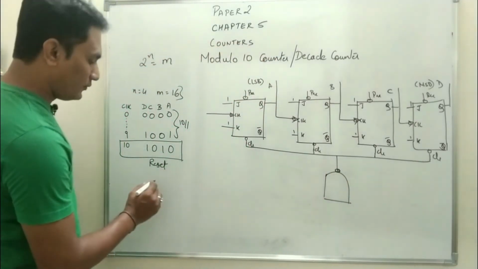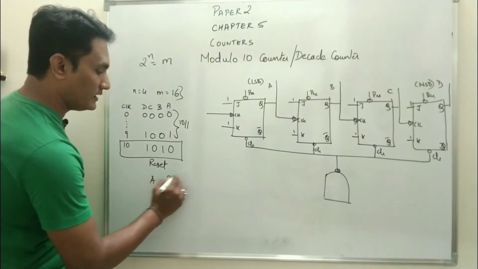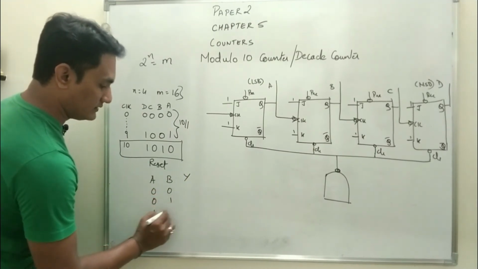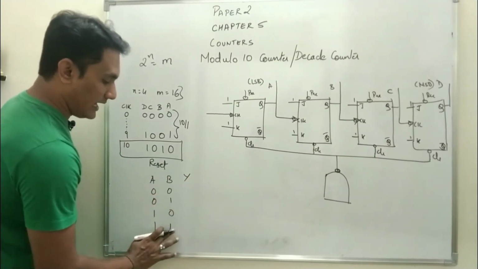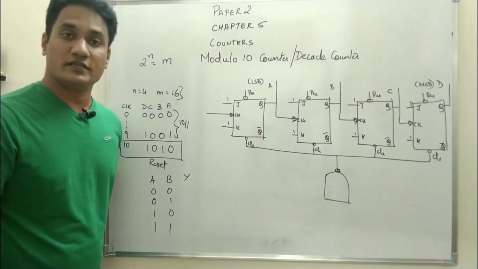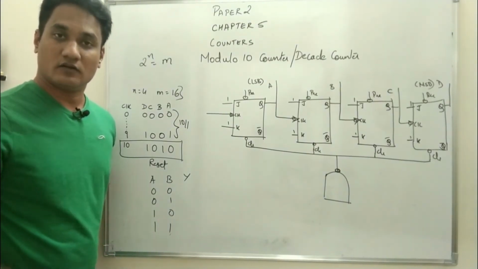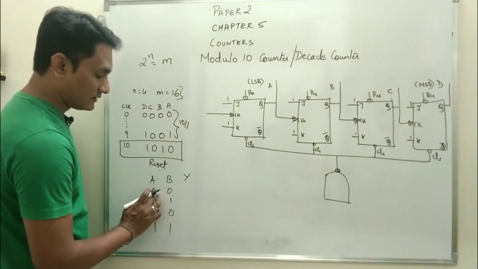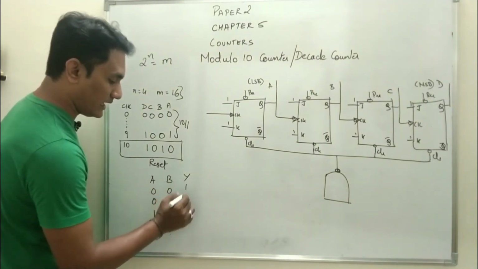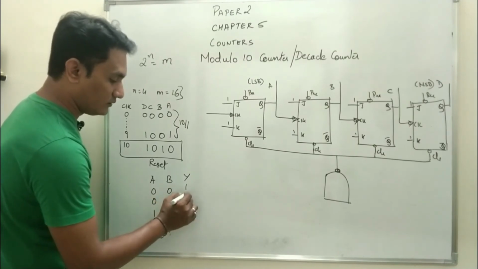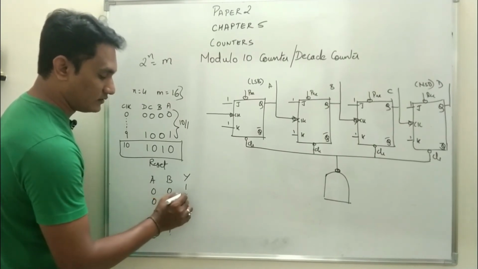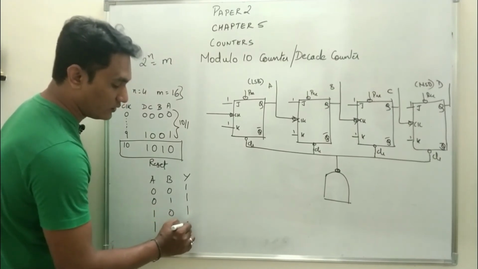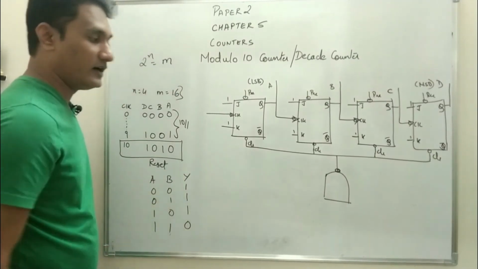And what is the output of a NAND gate? A, B, Y: 0 0 1, 0 1 1, 1 0 1, 1 1 0. So the NAND gate is exactly opposite to that of the AND gate. It is the inverse of multiplication. So 0 into 0 is 0, inverse 1. 0 into 1 is 0, inverse 1. 1 into 0 is 0, inverse 1. 1 into 1 is 1, inverse 0. So this is the output of a NAND gate.